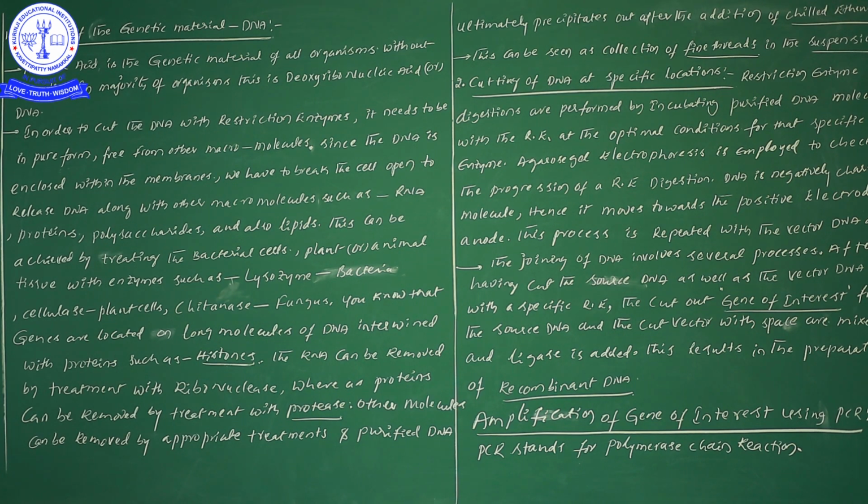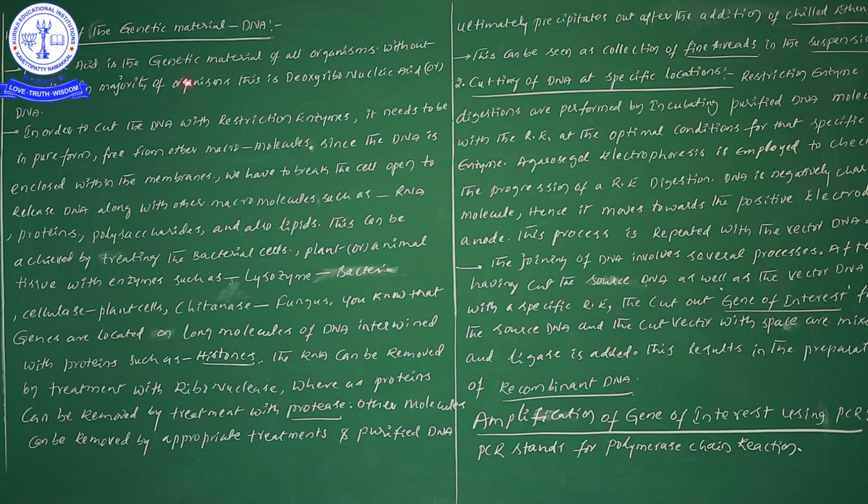Nucleic acid. The nucleic acid is the genetic material of all living organisms. That we know very well. So definitely nucleic acid is acting as the genetic material in all living organisms without any exceptions. That point we can directly understand. But here, what is the point? In a majority of the organisms, DNA is the genetic material.